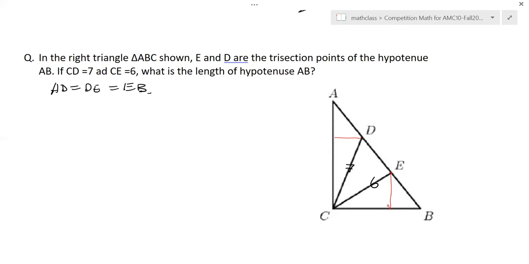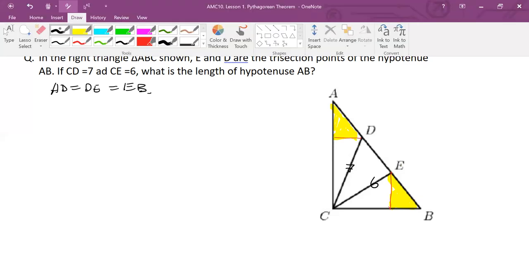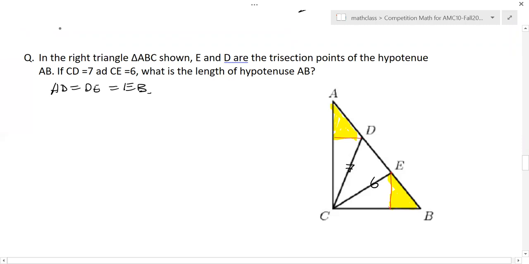Now those two triangles are actually the same triangle. Do you agree? They are congruent. Why? Because AD equals EB, they have the same hypotenuse length. So I'm going to introduce a variable. I have to figure out the length of this side. This side is X, and that would be Y.